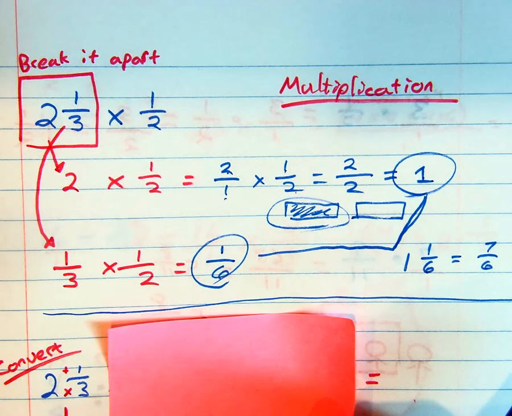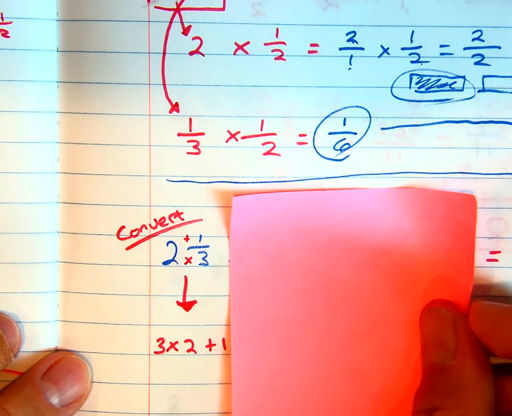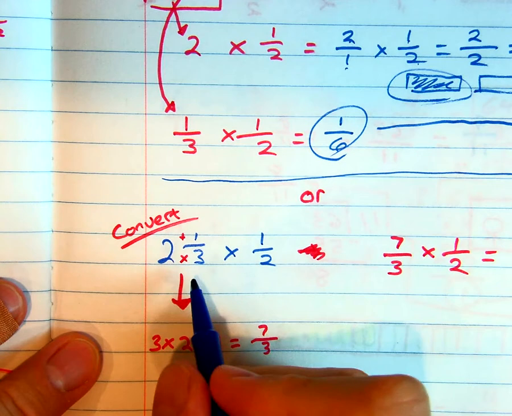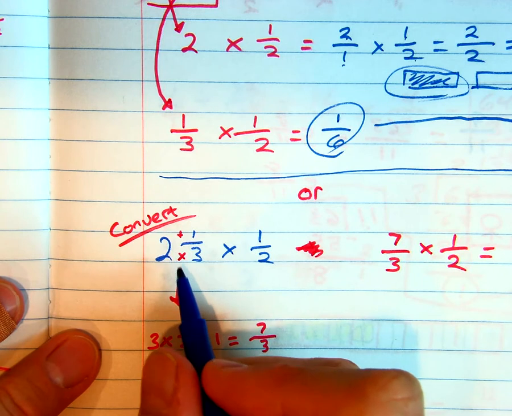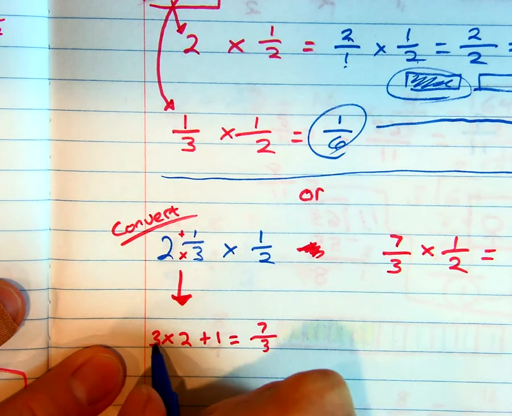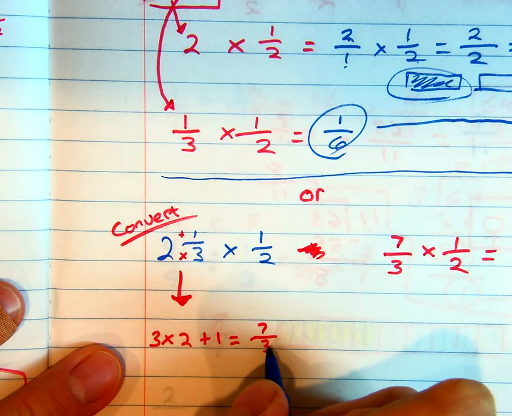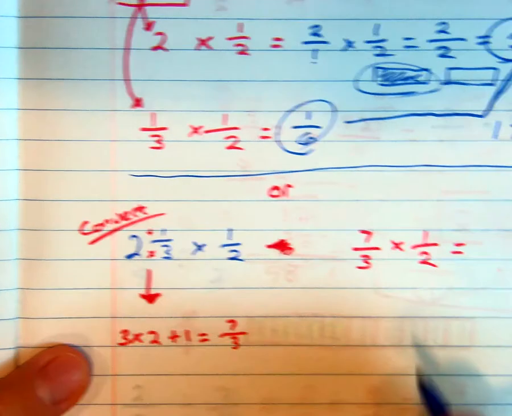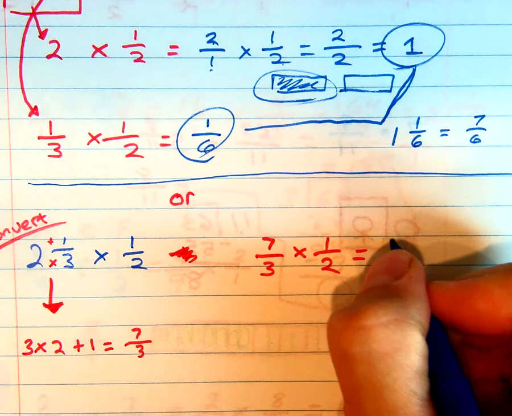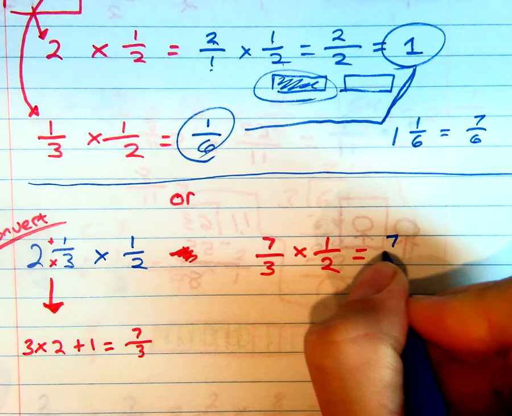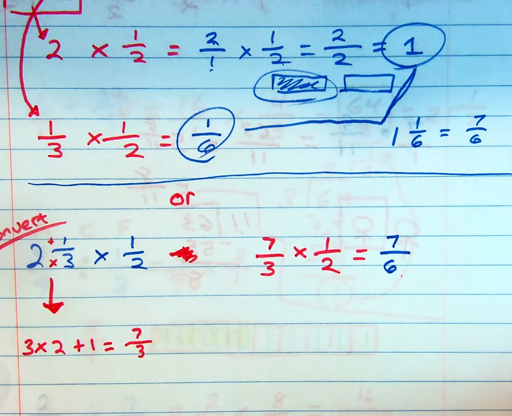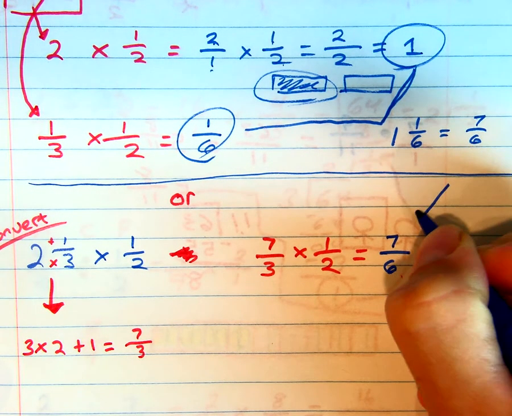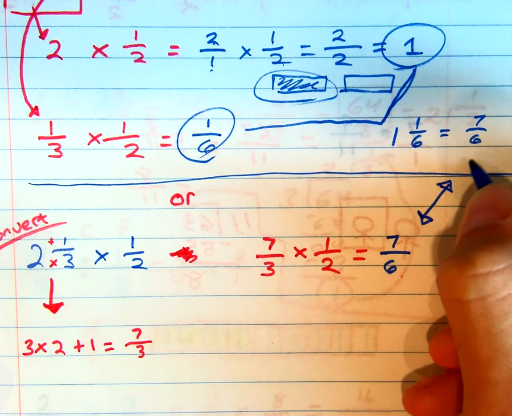Let's look at converting. Converting, for those of you that like to skip steps, let's take a look. We're using the same whole number as earlier, so we can go through those steps. With 3 times 2 plus 1, we get 7/3. And then we multiply. 7 times 1 is 7. 3 times 2 is 6. And in case you weren't paying attention, that is the same answer.